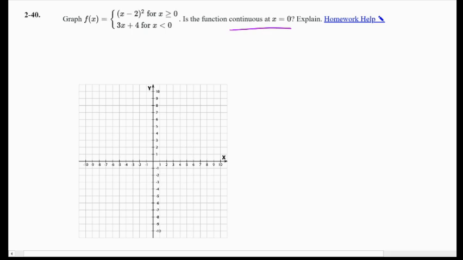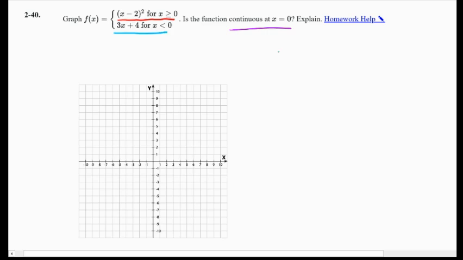To talk about if it's continuous first: basically, if I plug in 0 into here and I plug in 0 into here, if I get the same value when I do that, it's going to be continuous. So when I graph, I'm going to do that anyways. So let's just see how this goes. On this one, this is all the values greater than or equal to 0. These ones are for all the ones less than 0.